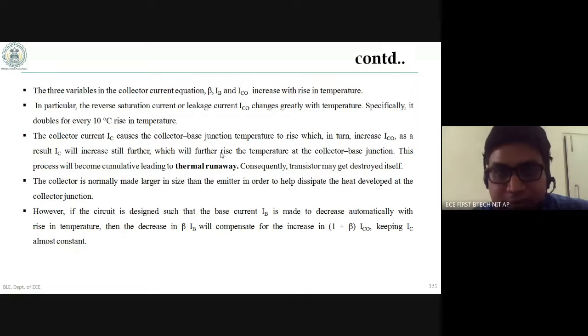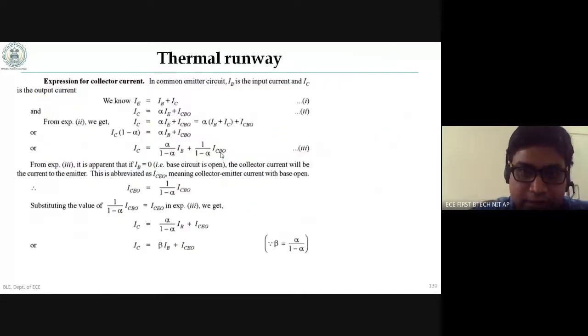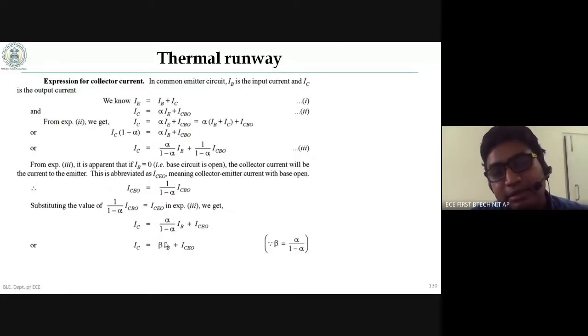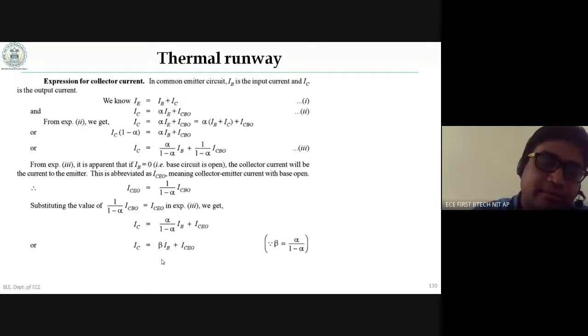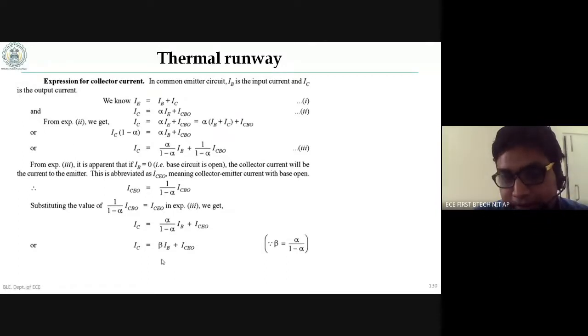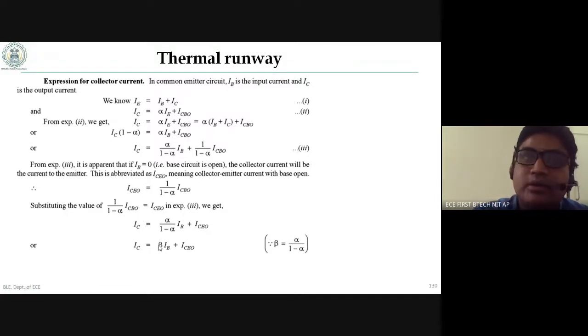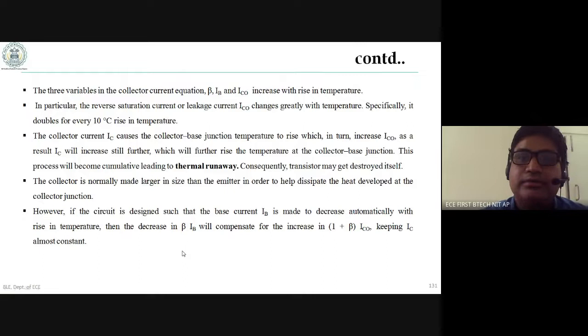So there are three variables in the collector current equation: beta, IB and ICO. Beta, IB and ICO. And a very important thing is that all three parameters are very dependent on temperature. Beta value is somewhere from 50 to 500, but this leakage current is very crucial. Generally it doubles with every 10 degree rise in temperature.